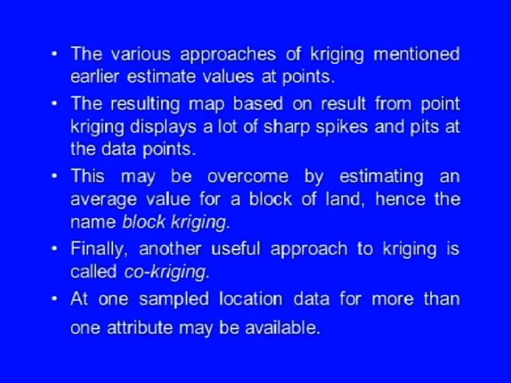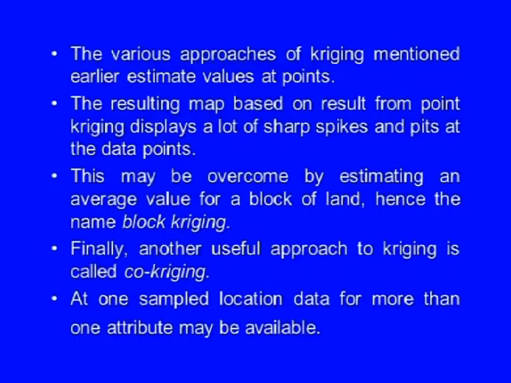The various approaches of kriging mentioned earlier estimate values at points. The resulting map based on the result from point kriging displays a lot of sharp spikes and pits at the data points. This may be overcome by estimating an average value of a block of land, hence the name block kriging.